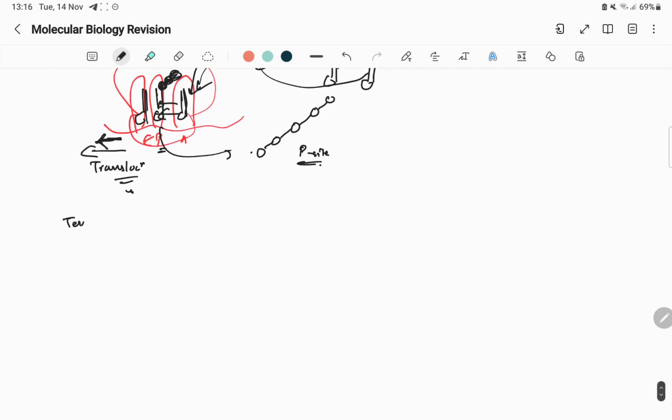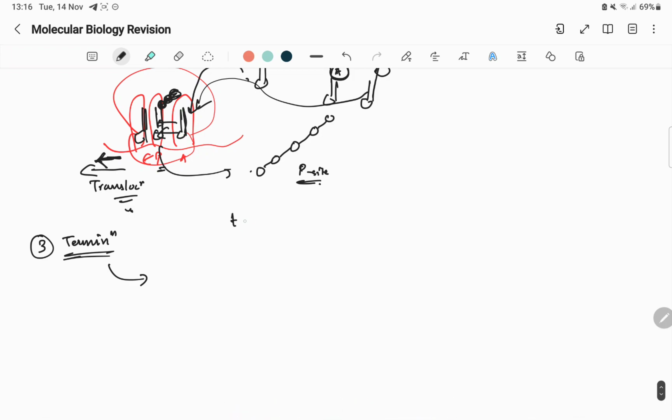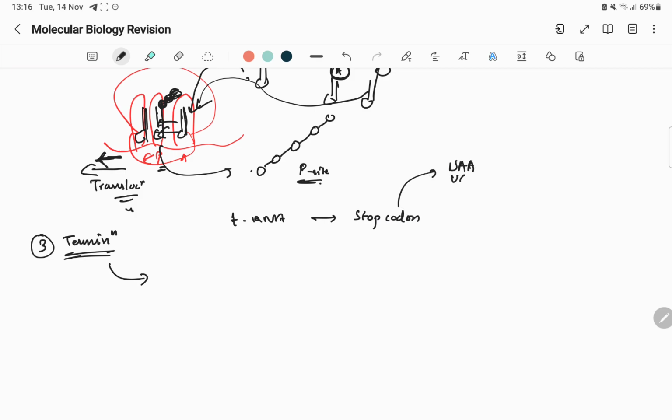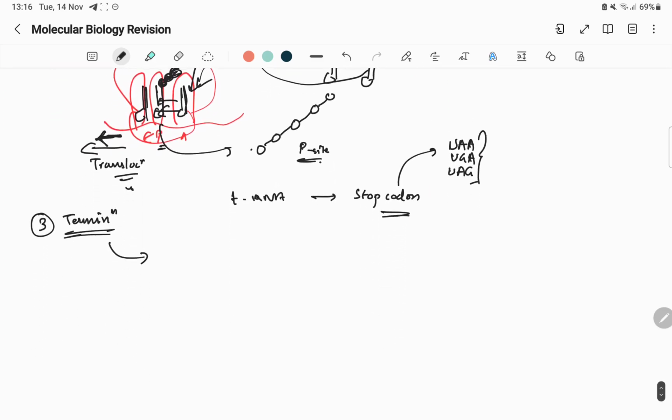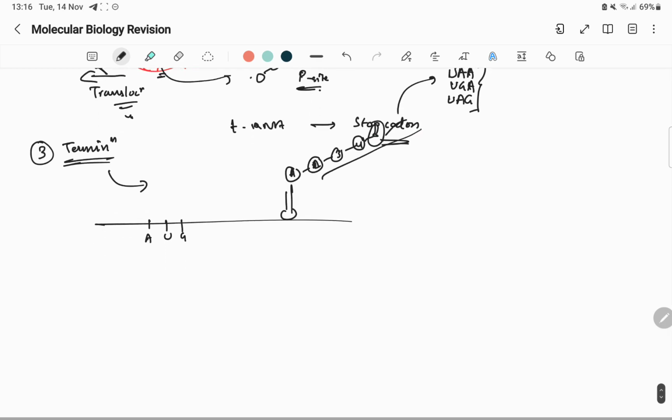Then there is termination. After elongation there is termination. If the tRNA encounters a stop codon, so what are stop codons? Stop codons are UAA, UGA and UAG. When it encounters a stop codon, then termination will occur, like AUG here it was. Then the amino acids are synthesized, 1 2 3 4 5 and all. This protein is getting synthesized.